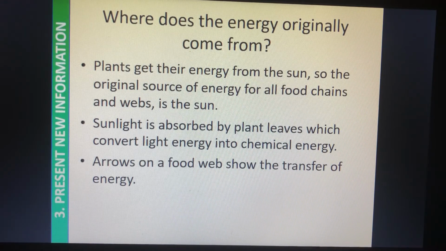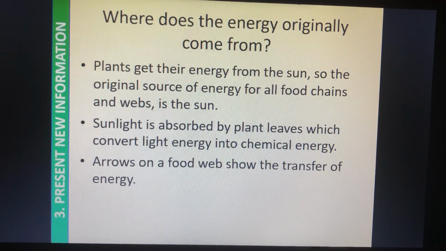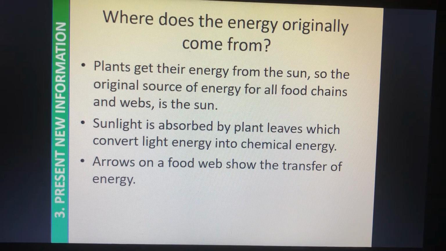Okay, nearly at the end now. Where does the energy originally come from? Well, we know a lot about photosynthesis now. We know that plants get their energy from the sun, and then they use the process, the chemical reaction that is photosynthesis, to produce that glucose. So the sun is absorbed by the chlorophyll, and that is the original source of everything in that food web.